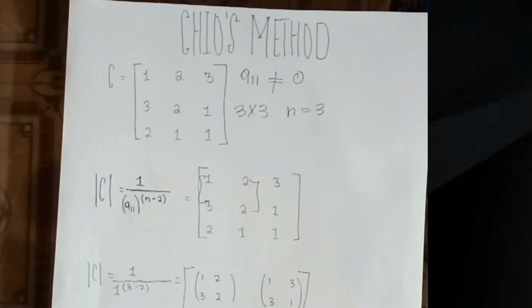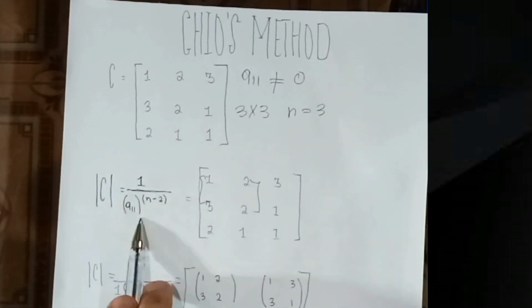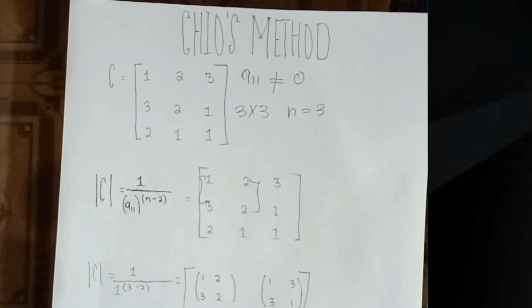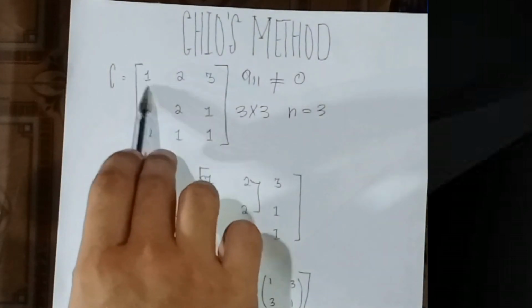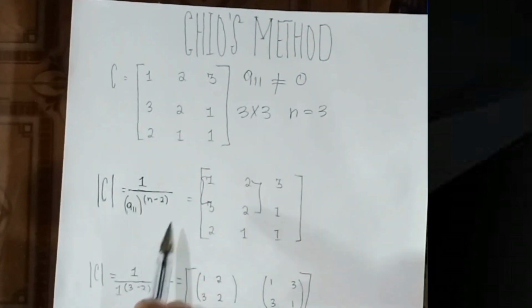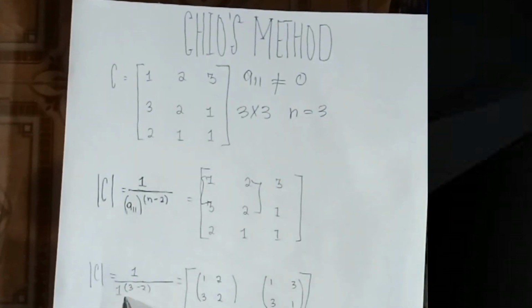Sa ating determinant of C, the determinant natin sa C is 1 over A11 n minus 2. Then, copy the given. Then, sa pag-solve naman ng determinant natin na to is 1 over the A11, which is the first element, kaya siya naging 1. N, kaya siya naging 3. Then, the 2 is the constant.